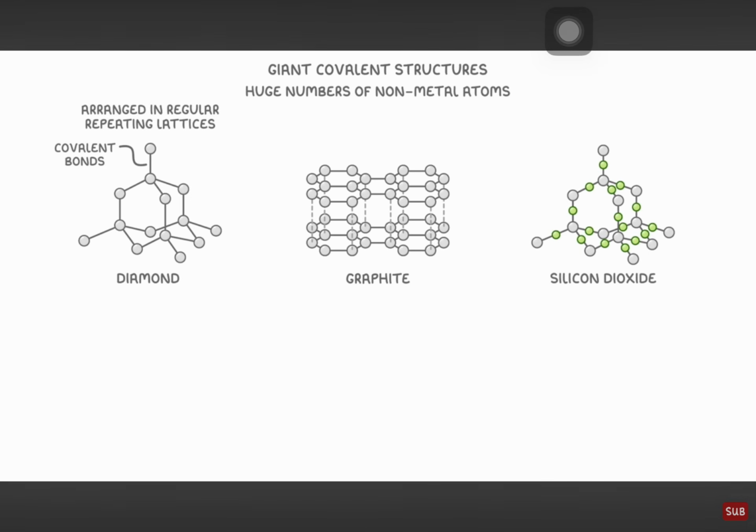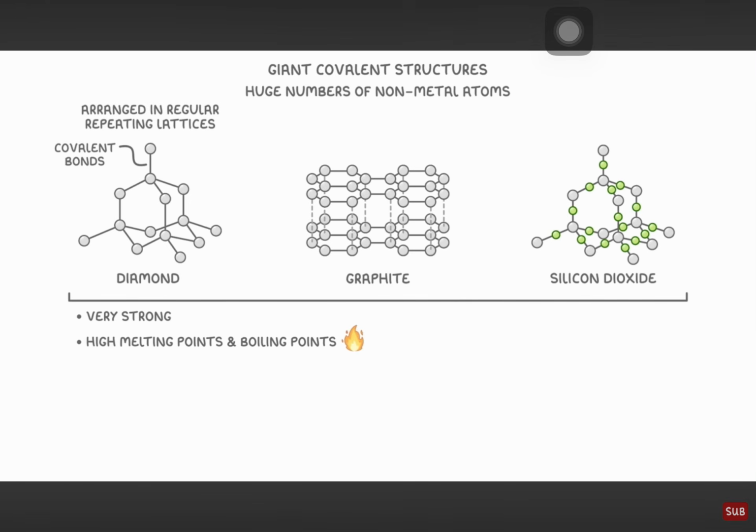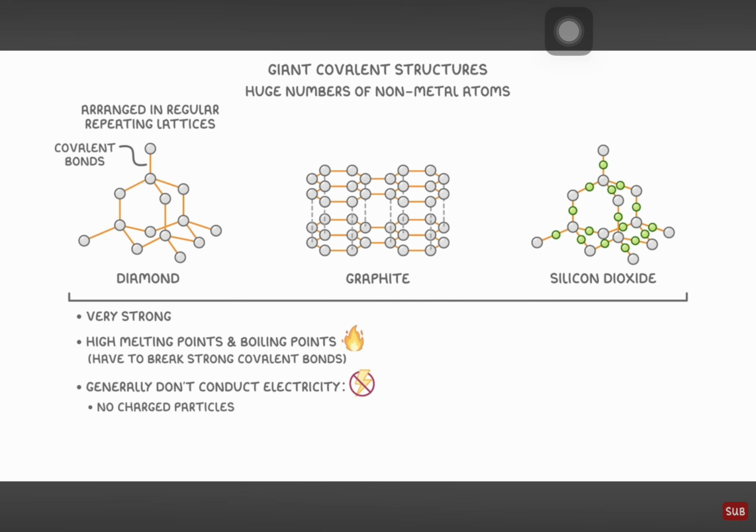The main things to remember about these structures is that they're very strong and they have high melting and boiling points, because we'd have to break all of these strong covalent bonds in order to melt them. The other property to know is that they generally don't conduct electricity, because they don't contain any charged particles, even when they're molten.